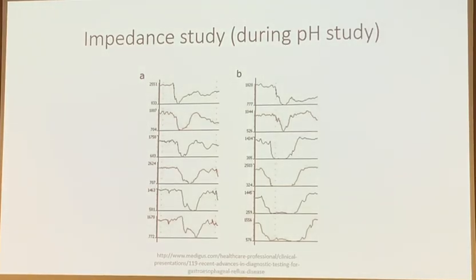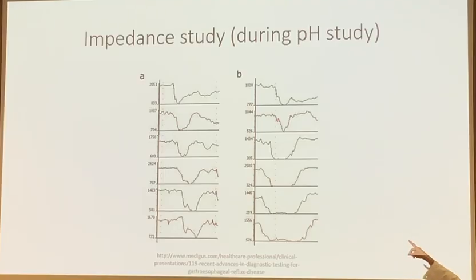Impedance study, okay, this is a little bit advanced. You hear about pH study and impedance study. Impedance is a catheter that has electricity sensing. The change in electricity in kilo ohms might happen up or down in the esophagus. You have 6 probes, each one sensing how much conductivity is there. If there is a change in the conductivity of electricity, you see these changes.